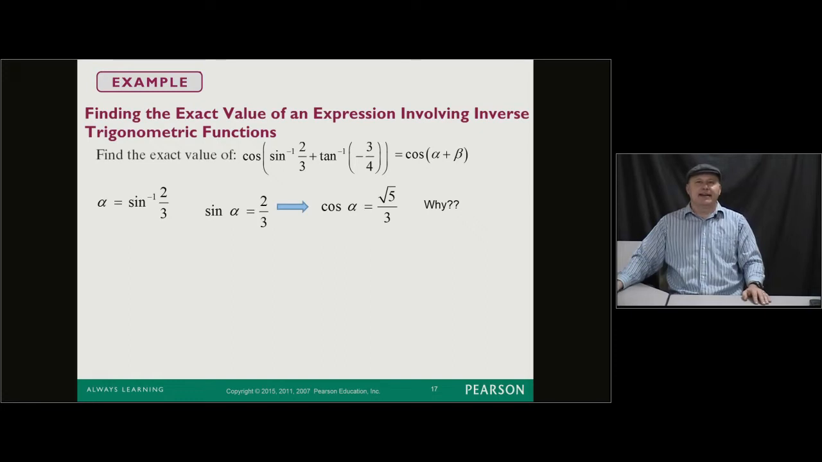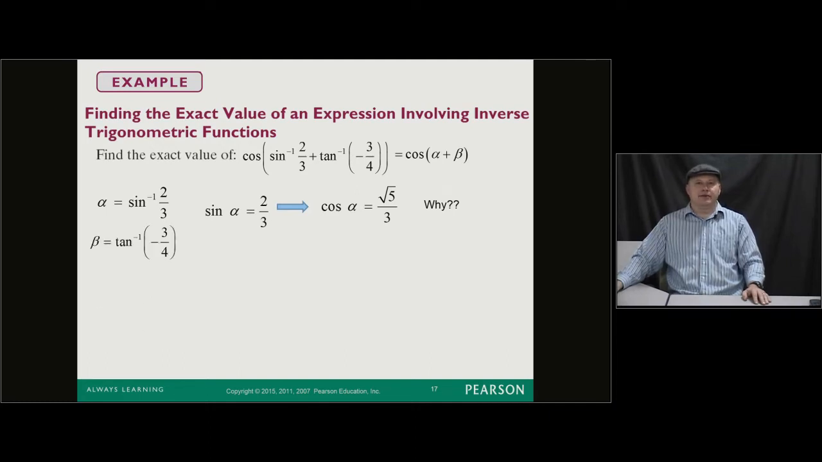Now, technically, it would be a plus or minus, but we know alpha is in the first quadrant because the sine inverse of 2/3, since the ratio is 2/3 and it's positive, means it's in the first quadrant. So therefore cosine is also positive. So that's the reason. So that's the first one.